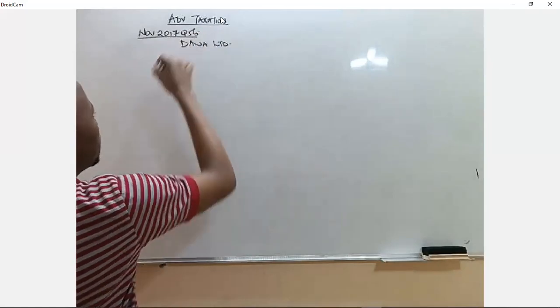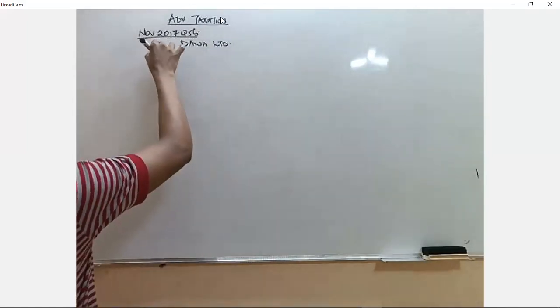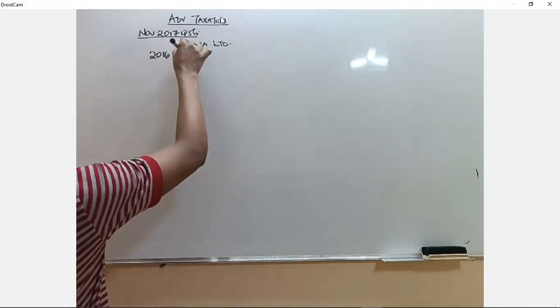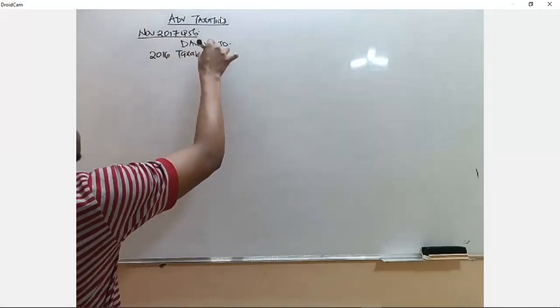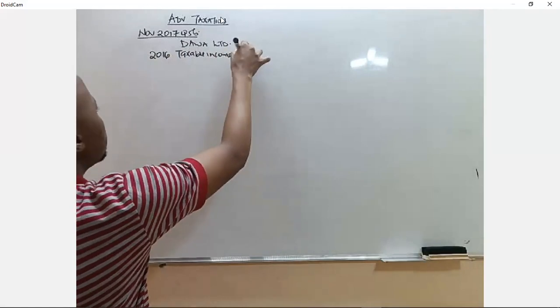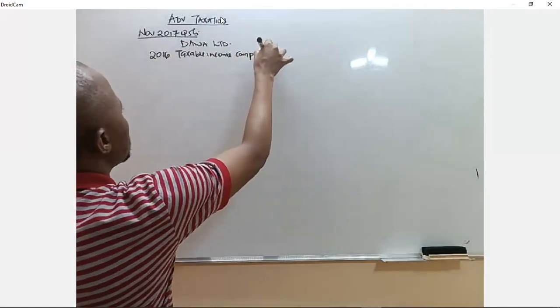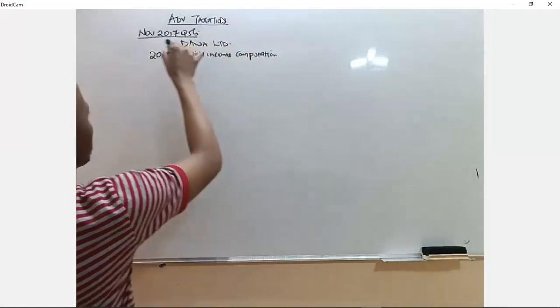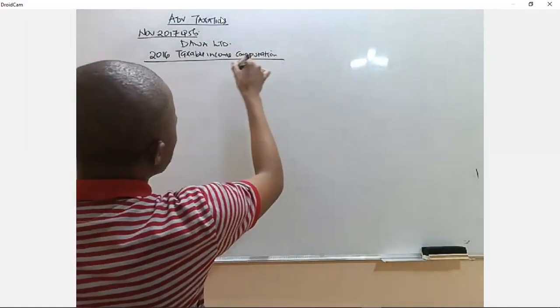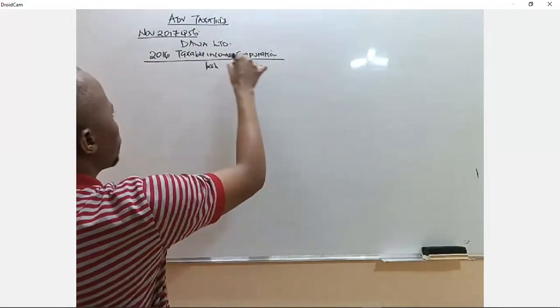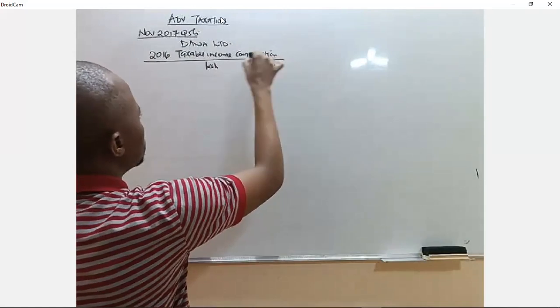Dower Limited. And then we are looking at the year in which we are going to be preparing the adjustable taxable profit. We are being told it is 2016. Taxable income computation. So in this case, we have 2 columns here of Kenya shillings, right?